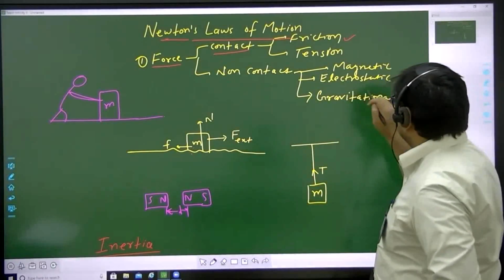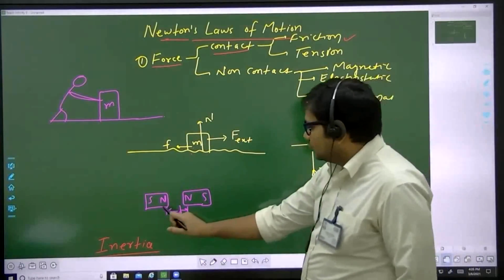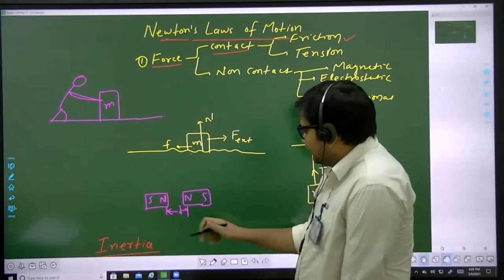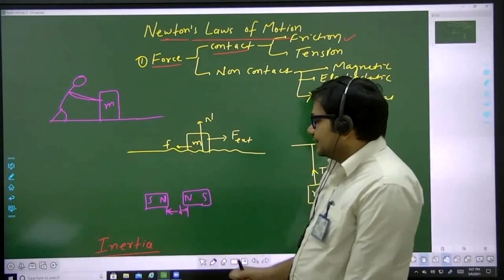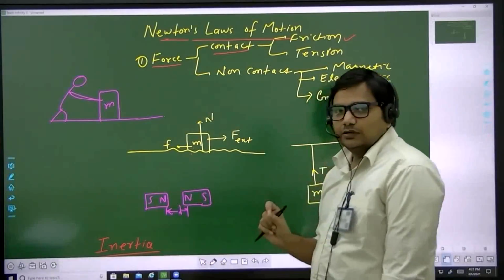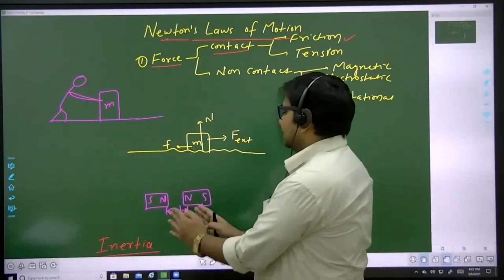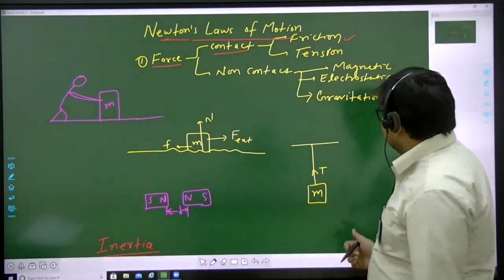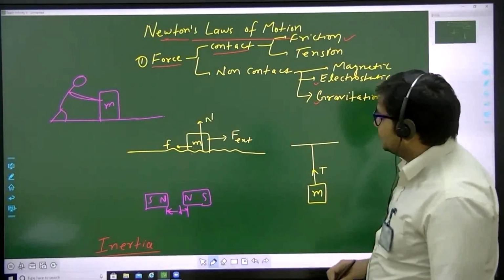Similarly, electrostatic and magnetic forces are also non-contact forces. You can see here that two magnets, when you bring them near each other, these two poles, north and north, will start repelling each other without making any contact. You don't need to make contact between these two objects. This will start acting at some distance. So these are a few examples of non-contact force.